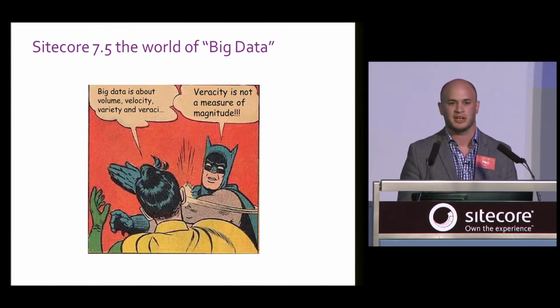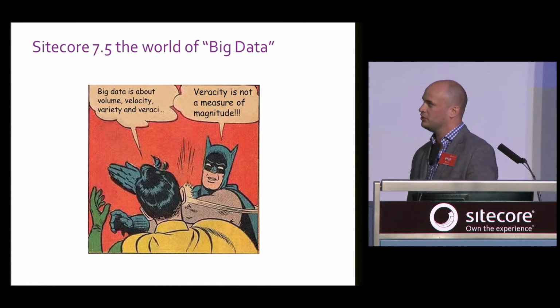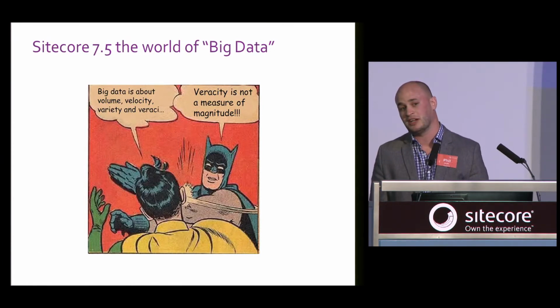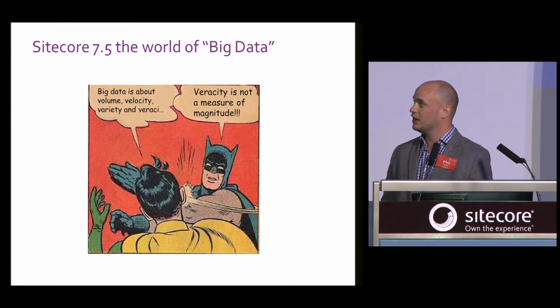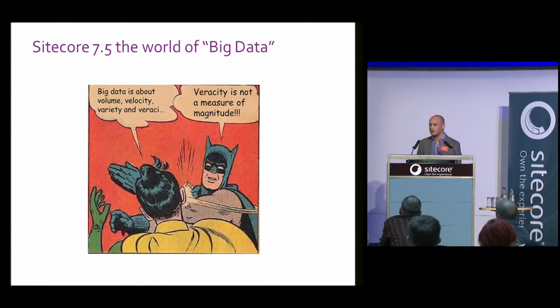So we've got to handle big data. Well, what does that actually mean? So I'm going to try and put a bit of context around what it is. Gartner use a model to define big data as the 3 V's: volume, velocity, and variety. Some people, like Robin here, have tried to tag on veracity, which is the truthfulness, accuracy of data collection. And as you can see, Batman is not particularly happy with that. And he's given Robin a slap to say it's not a measure of magnitude.